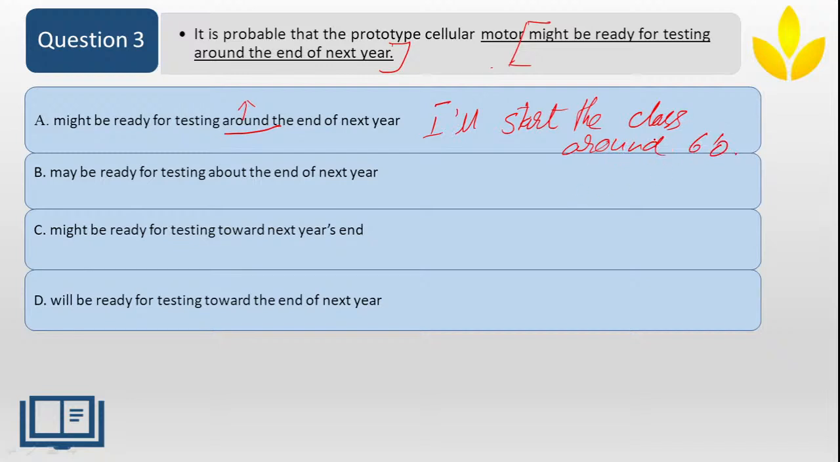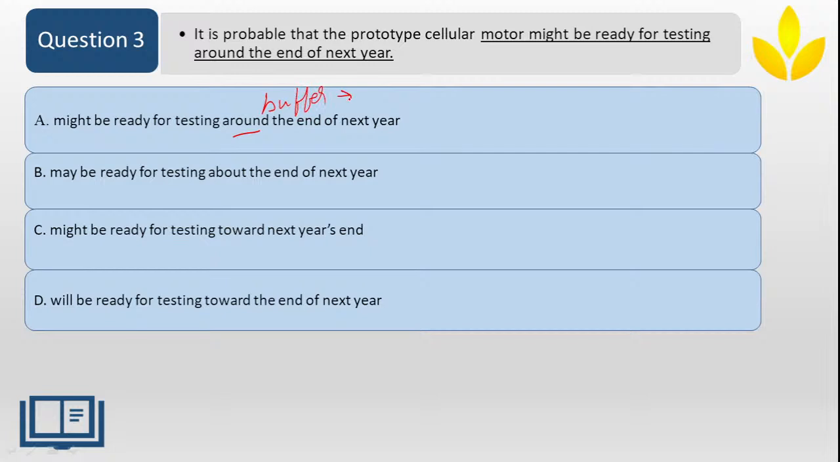So around means it gives you a buffer time. It's not exact time, but here end of next year is a fixed time. Then you cannot have a buffer. For example, end of the year is December. Around December, if I say May, it might be November or Jan. It can be before or after, right? So that is the meaning of around.